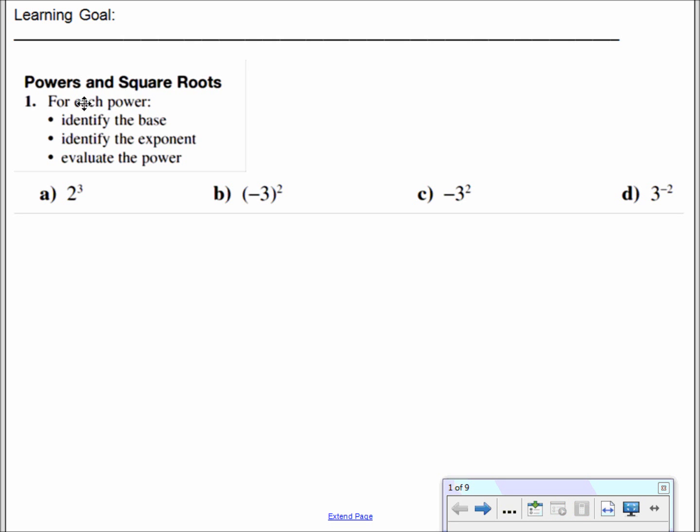Okay. So we're starting with power and square roots. For each power, identify the base, identify the exponent, and evaluate the power.